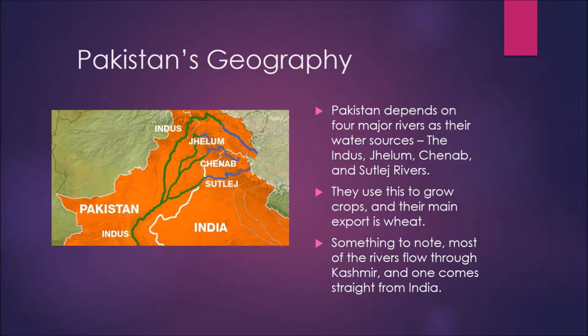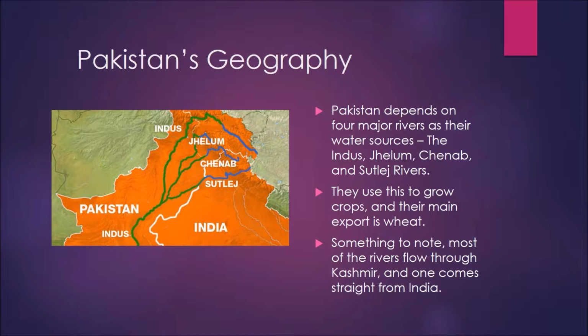Before we get too deep into the situation surrounding the dam, we have to look at a little bit about Pakistan's geography, and especially where its water comes from. So in Pakistan, there are four major rivers, and going from north to south, they are the Indus River, the Jhelum River, the Chenab River, and the Sutlej River.